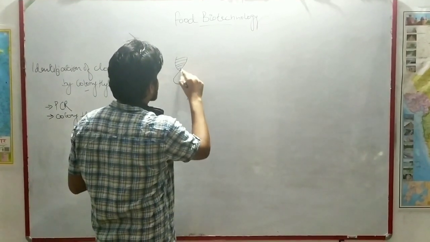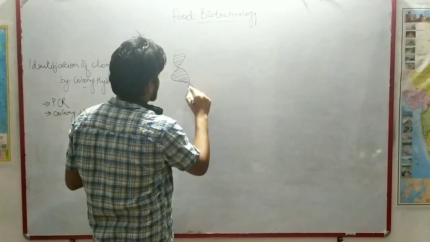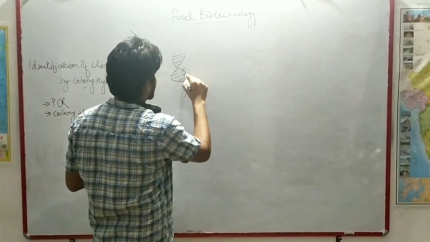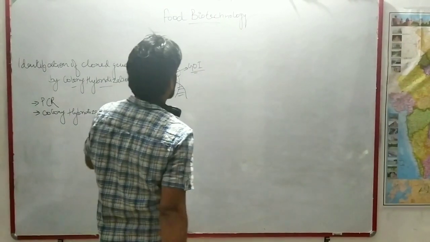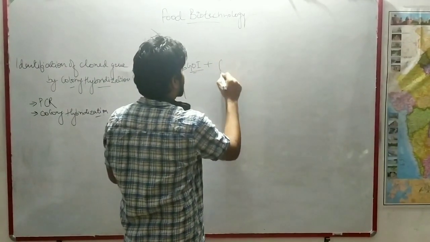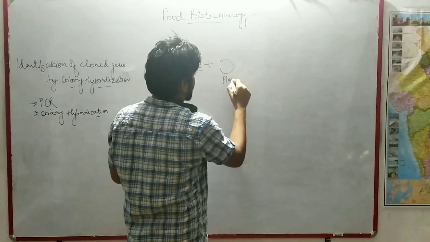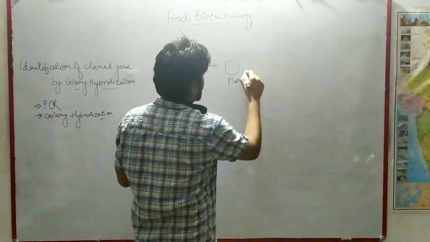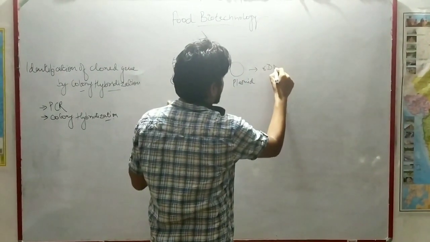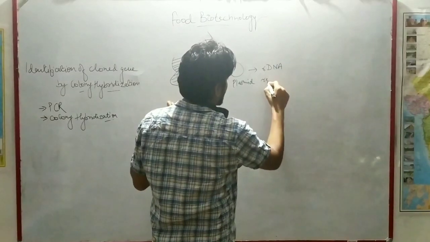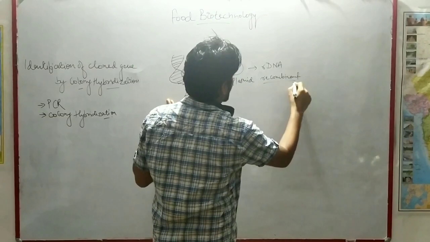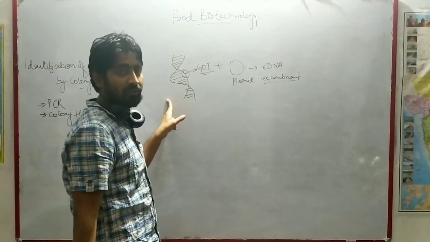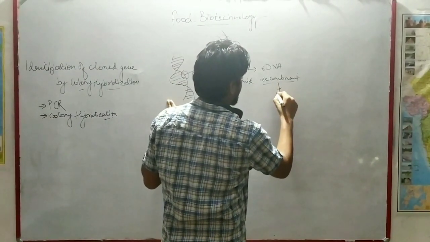For example, this is the DNA sequence. It contains several genes, and we are interested in a single gene. This is your gene of interest. We already know about it. The gene of interest has been incorporated into the plasmid. This is your plasmid, and after that you get the rDNA, the recombinant DNA molecule. This is your recombinant DNA molecule, which is a modified sequence.